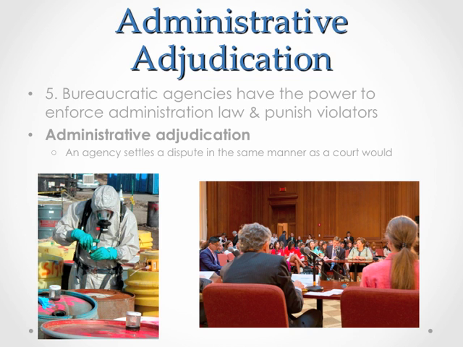Administrative adjudication, in that word you can kind of see judicial, or adjudicate, which means to hear a case. Administrative adjudication is when a bureaucratic agency settles a dispute, so somebody breaking that law, in the same manner as a court would. So this picture on the right is of administrative adjudication. It looks pretty similar to how a trial would look in a courthouse.